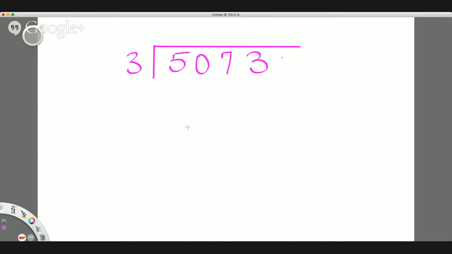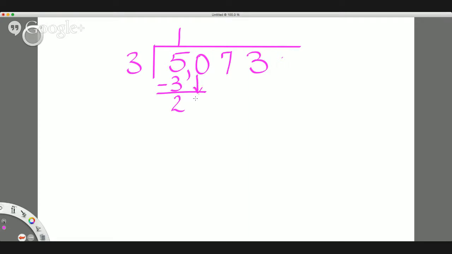So let's take a look at this example. 5,073 divided by 3. So 3 goes into 5 just once, right? 5 divided by 3 is 1. Divide, then multiply. 3 ones are 3. Then subtract. 5 take away 3 is 2.